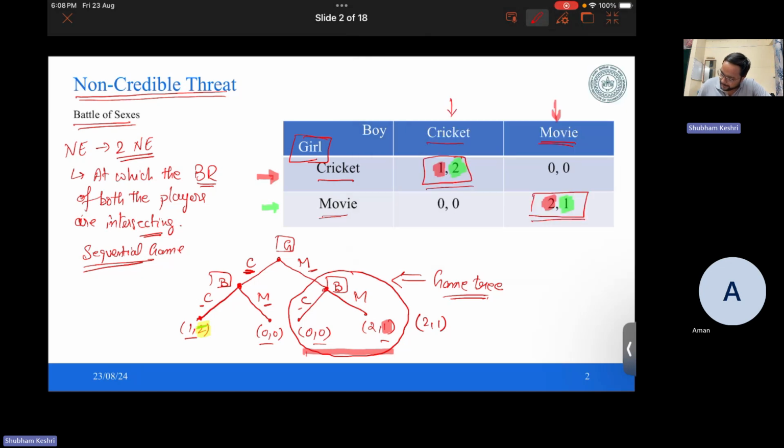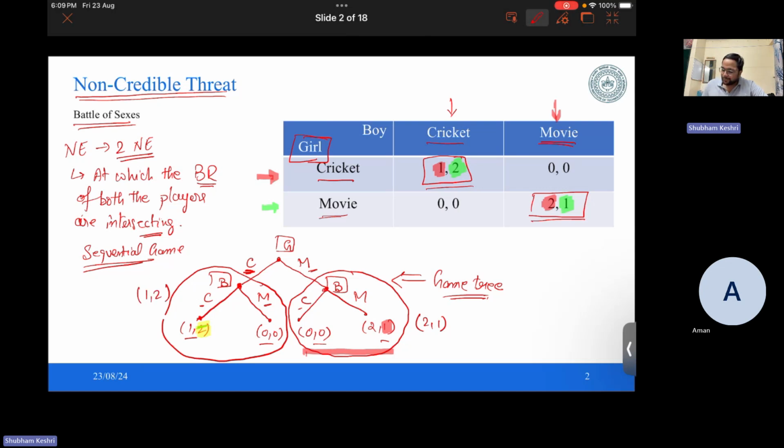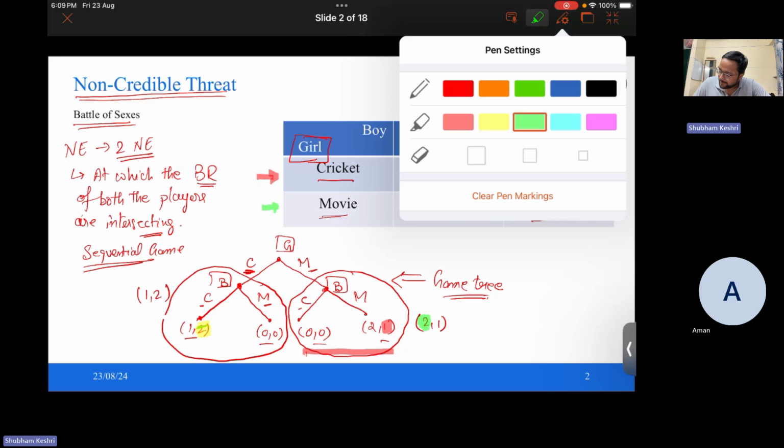Therefore, for this subgame, the utility using backward induction will come out to be 1, 2. I'll just erase this and rewrite it. So it is coming out to be 1, 2. Now you see what the girl will do. The girl will see what is the highest utility she is getting. So when she is playing cricket, she is getting a utility of 1. When she is playing movie, she is getting a utility of 2. Therefore, she will play movie, and this will be the subgame perfect Nash equilibrium of this game.